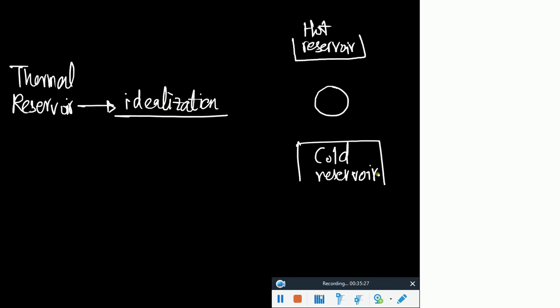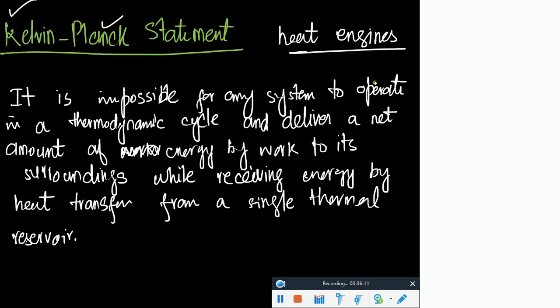Now this statement says that it is impossible to design a system following a thermodynamic cycle which can take heat from the hot reservoir, let me put it this way, QH, heat coming from the hot reservoir to this system, and convert it completely into work. Just look at the statement. It is impossible for any system to operate in a thermodynamic cycle and deliver a net amount of energy by work to its surroundings while receiving energy by heat transfer from a single thermal reservoir.